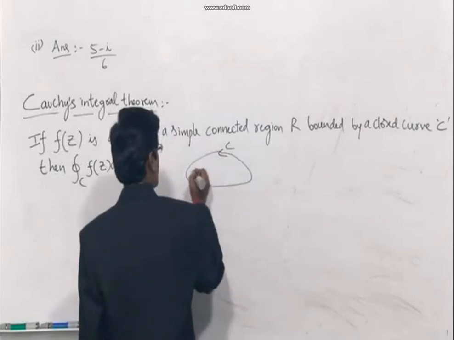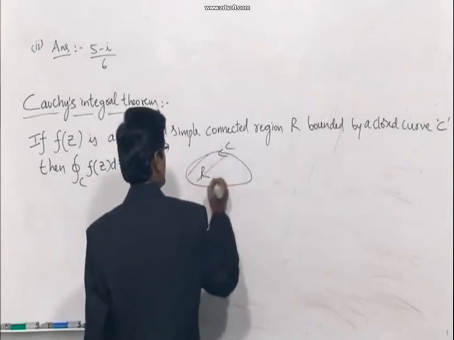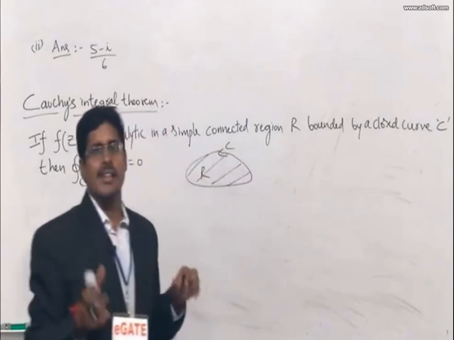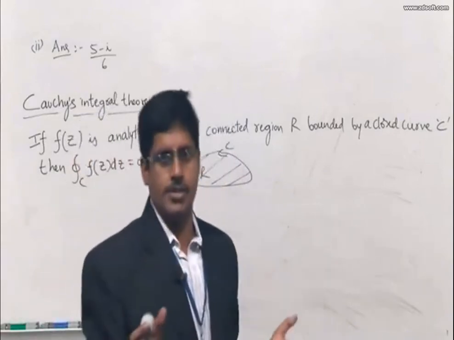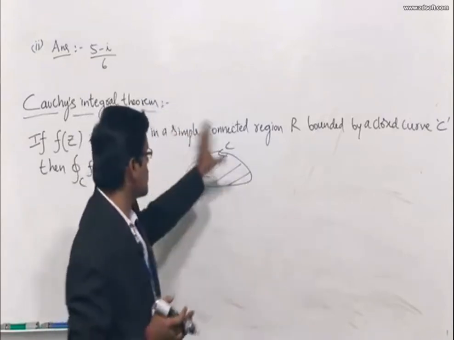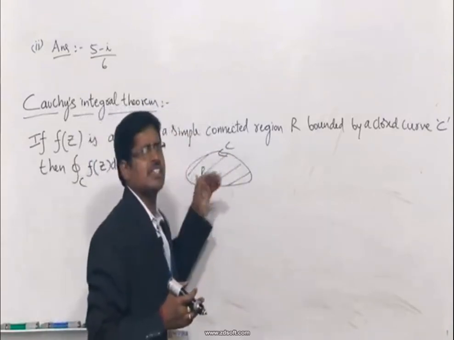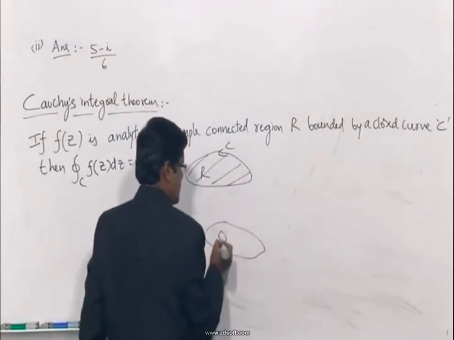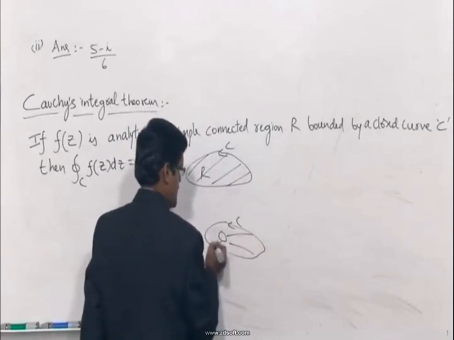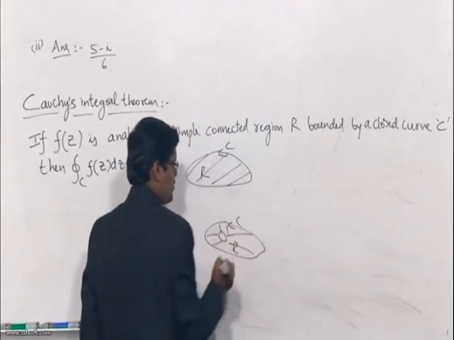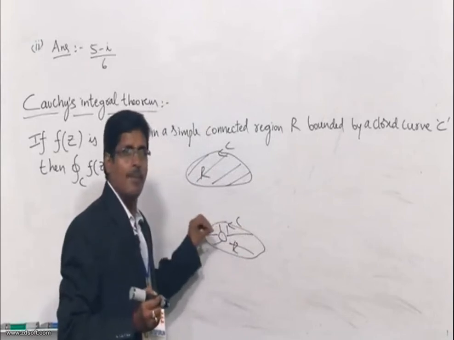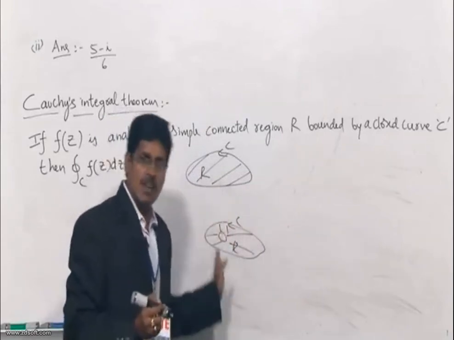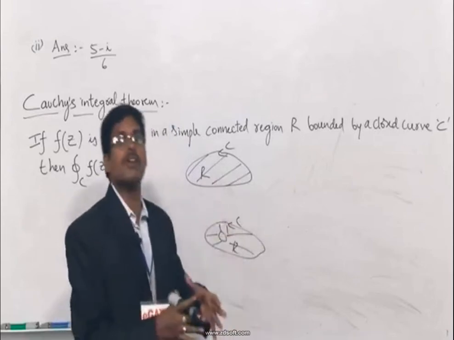So this is a closed curve, this is a region R. This is called simply connected whenever there are no gaps in the region. At a gap the function is not defined, not analytic. Whenever there are no gaps, that is, at every point inside the region it is analytic, that is called a simply connected region. For example, if there is a gap inside which I have not shaded, such a region is called doubly connected. Similarly, two gaps is triply connected, that is called a multiple connected region.